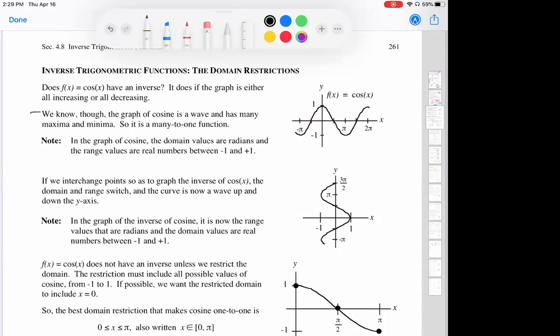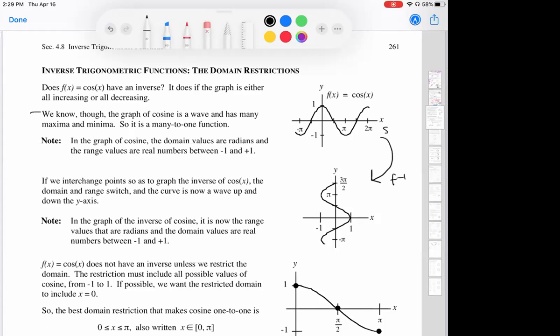We know, though, the graph of cosine is a wave and has many maximums and minimums. So it is a many-to-one function. Note, in the graph of cosine, the domain values are radians and the range values are real numbers 1 to -1. If we interchange points so as to graph the inverse of cosine of x, the domain and range will switch and the curve will now wave up and down the y-axis. So the inverse will give us this.